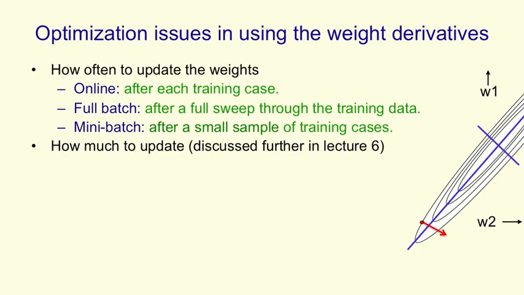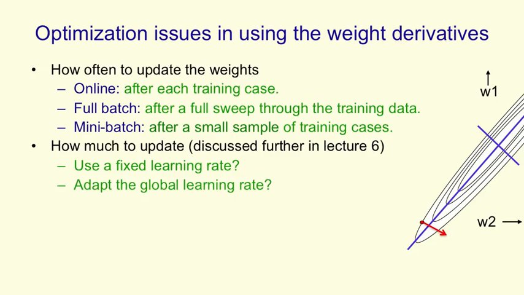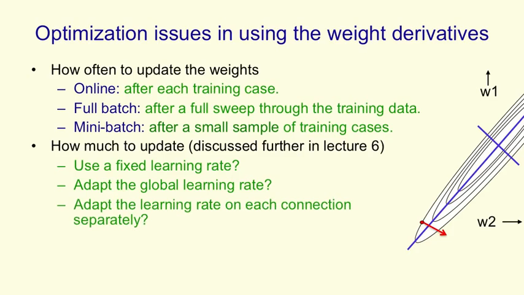Then there's the issue of how much we update the weights, how big a change we make. So we could just by hand try and pick some fixed learning rate and then learn the weights by changing each weight by the derivative that we've computed times that learning rate. It seems more sensible to actually adapt the learning rate. We could get the computer to adapt it by, if we're oscillating around, if the error keeps going up and down, then we'll reduce the learning rate. But if we're making steady progress, we might increase the learning rate. We might even have a separate learning rate for each connection in the network, so that some weights learn rapidly and other weights learn more slowly.